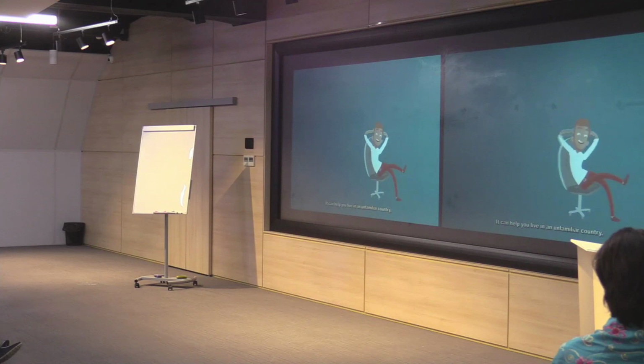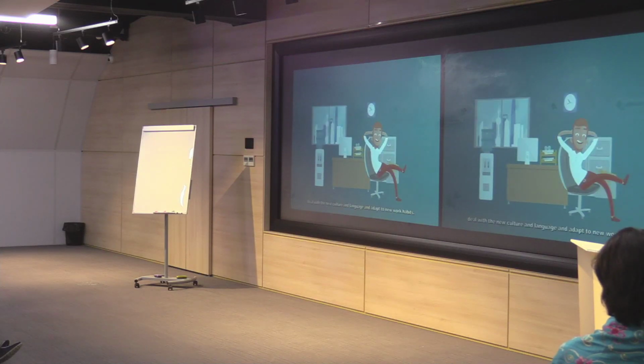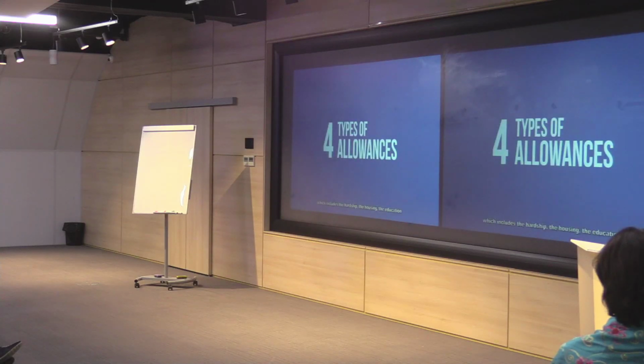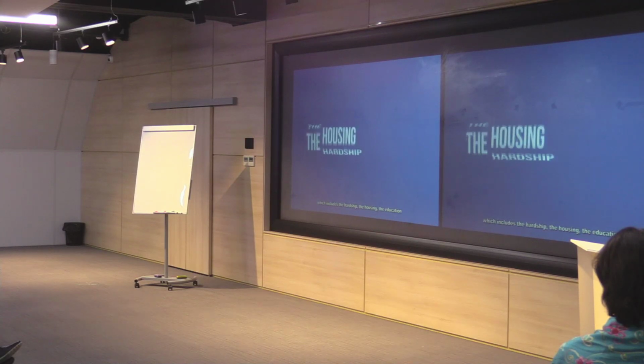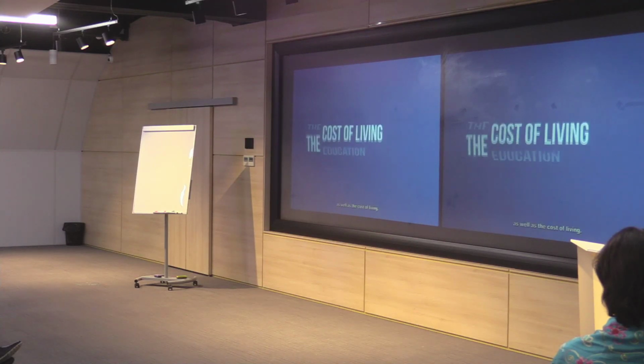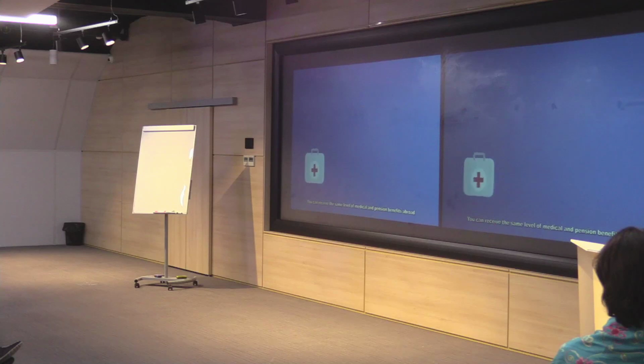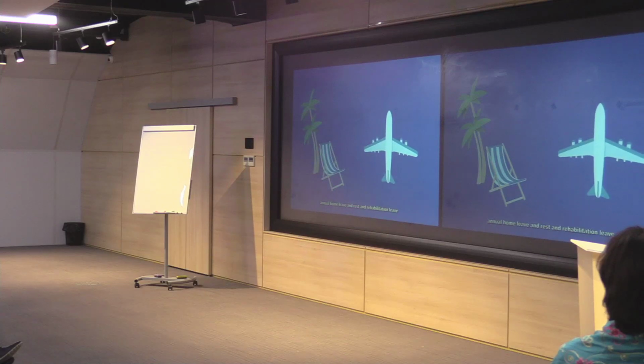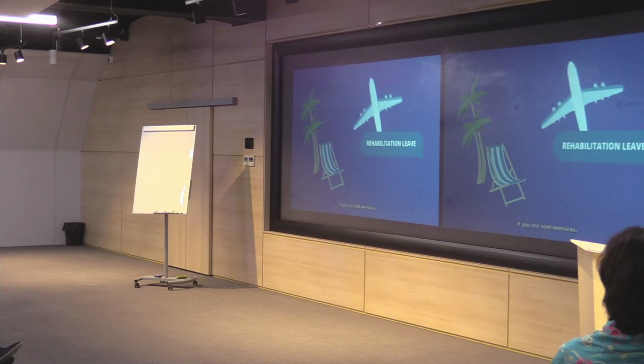It can help you live in an unfamiliar country, deal with the new culture and languages, and adapt to new work habits. There are 4 types of allowances you can get, which include the hardship, the housing, the education, as well as the cost of living. You can receive the same level of medical and pension benefits abroad that you receive in your home country. In addition, you also can receive leave, including regular vacation, annual home leave, and rest and rehabilitation leave if you are sent overseas.